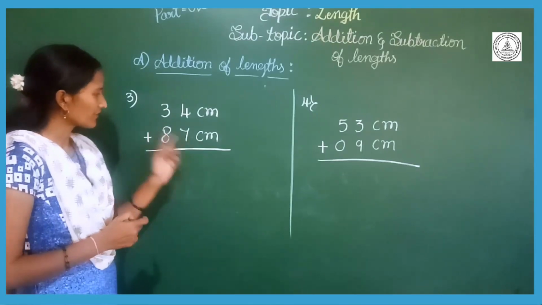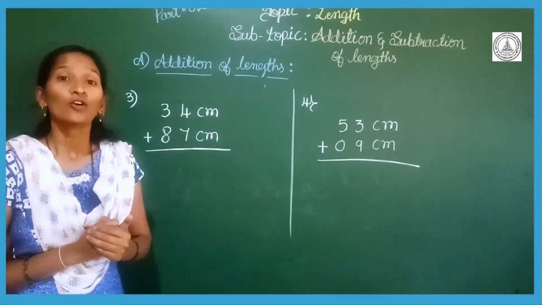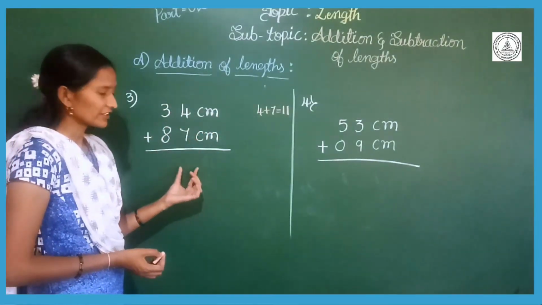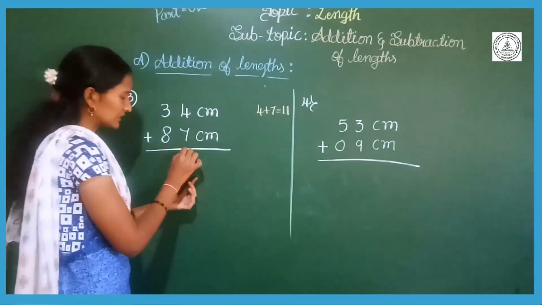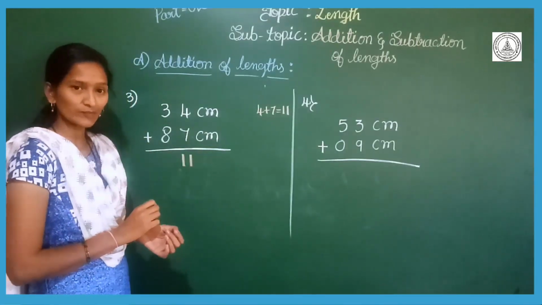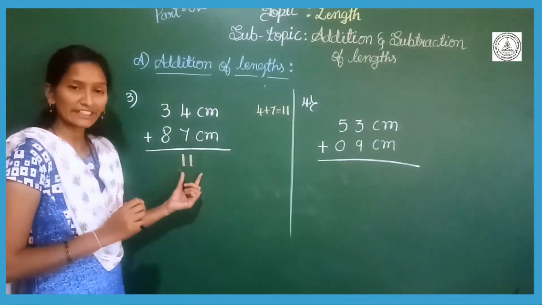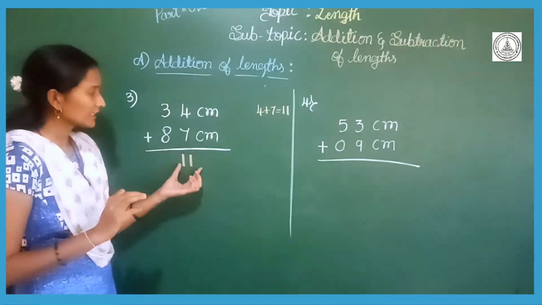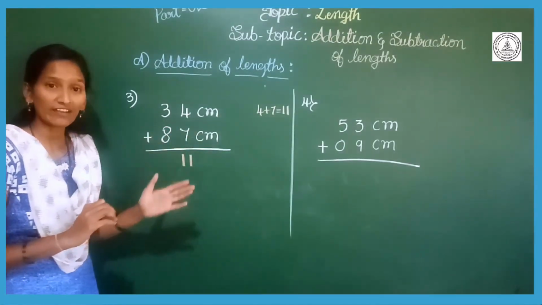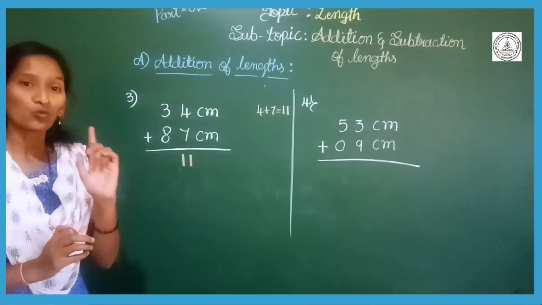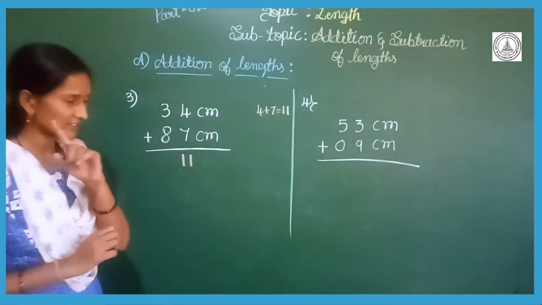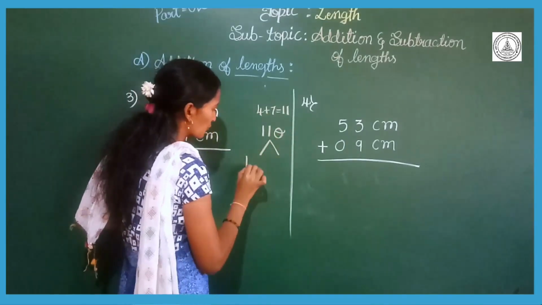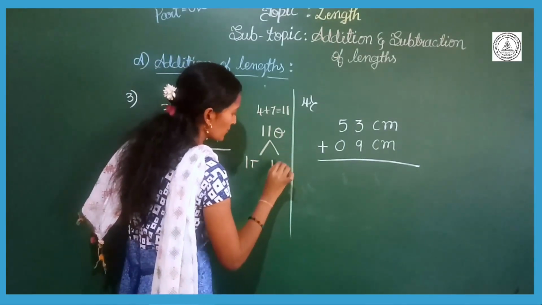See, 4 plus 7. What is 4 plus 7? 4 plus 7 is 11, right? Are you writing this 11 directly here? Is this a correct method? No, right? Directly writing this 11 is wrong. You should regroup it. It is 11 ones, right? So 11 ones I am regrouping as 1 tens and 1 ones.